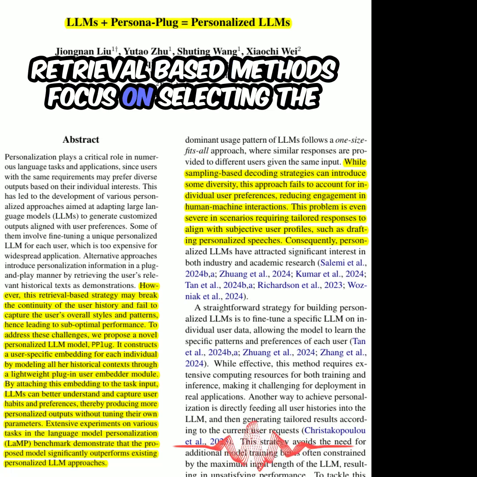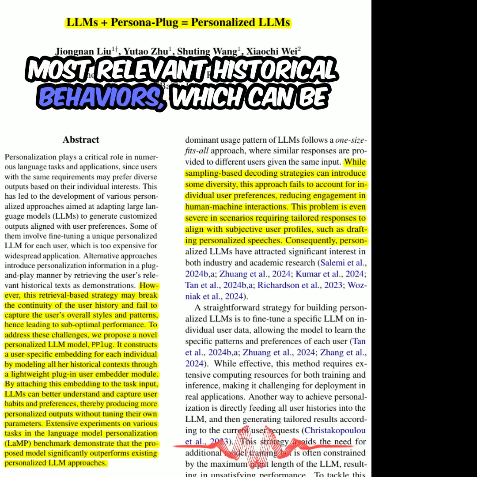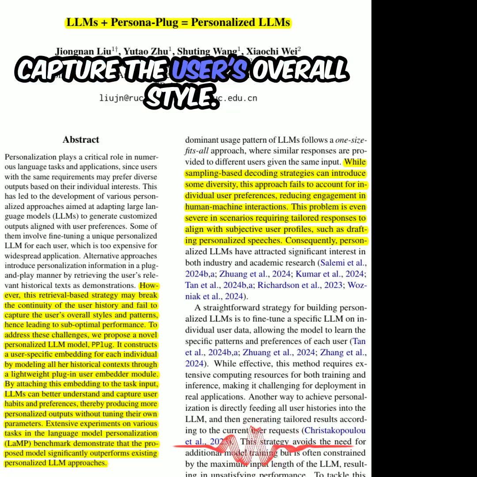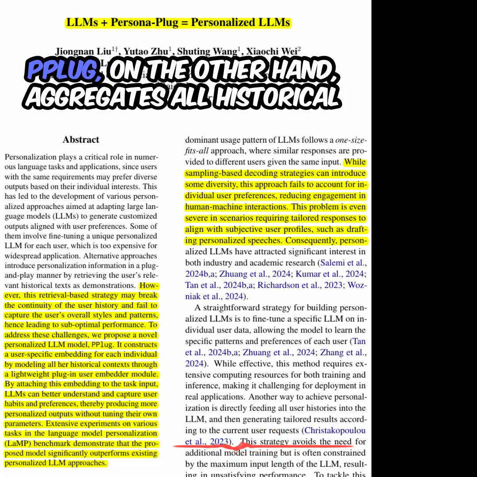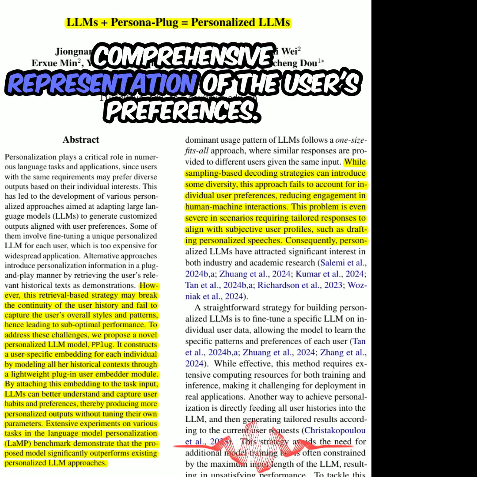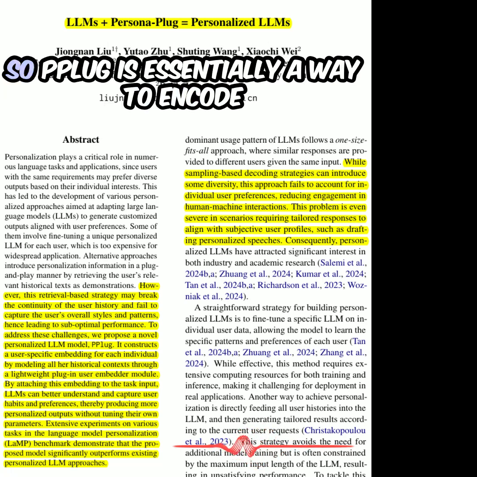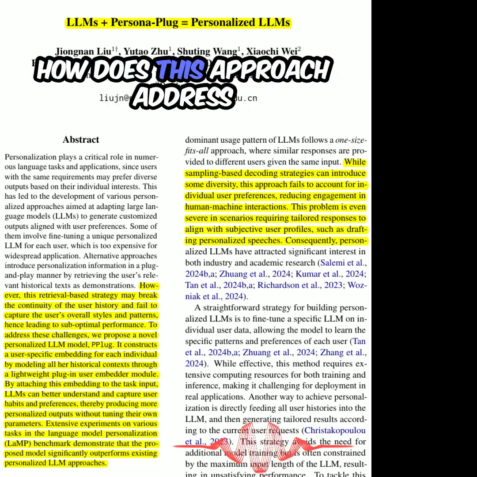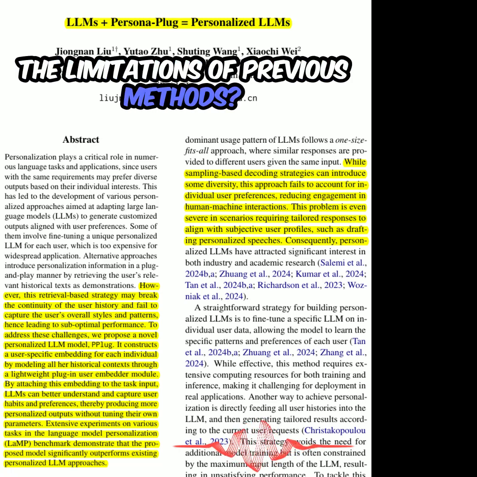Retrieval-based methods focus on selecting the most relevant historical behaviors, which can be effective for specific tasks, but may not capture the user's overall style. P-Plug, on the other hand, aggregates all historical behaviors into a single embedding, providing a more comprehensive representation of the user's preferences. So P-Plug is essentially a way to encode the user's persona into a single embedding. How does this approach address the limitations of previous methods?